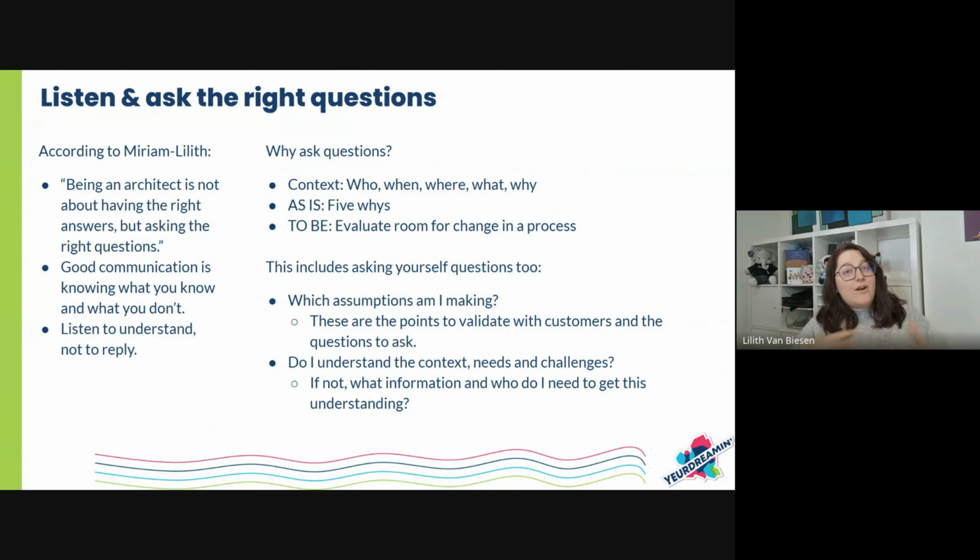We talked a lot about talking. We also did a lot of talking. However, sometimes it's important to really listen and ask the right questions. So putting on our Miriam Lilith dictionary hat again, being an architect is not about having the right answers. It's about asking the right questions. We can all showcase how much we know constantly, but that is not going to get us to any valid endpoint, right? We want to get to a certain outcome. And by really keeping the right communication in mind, we will get there.